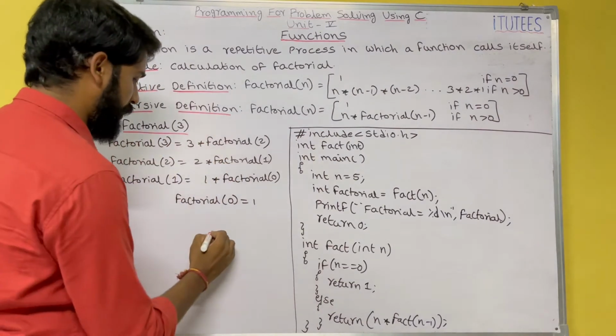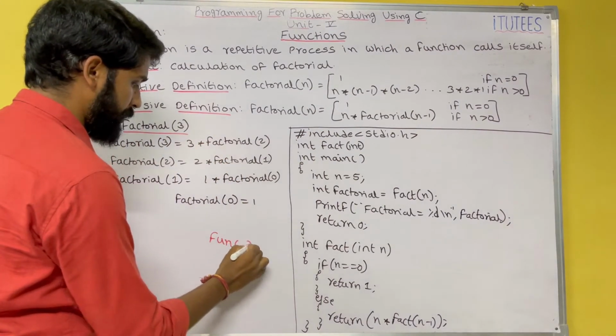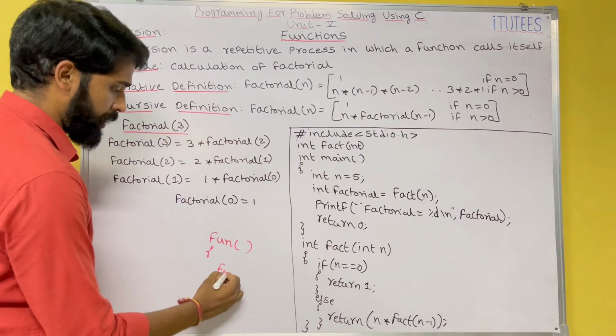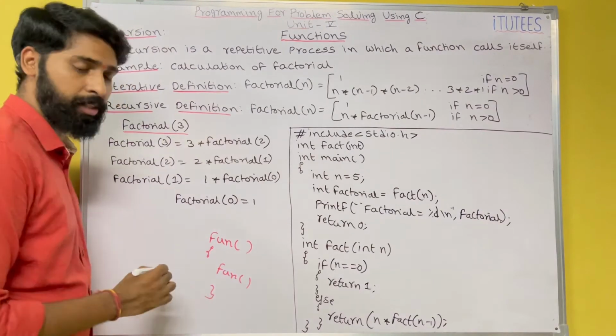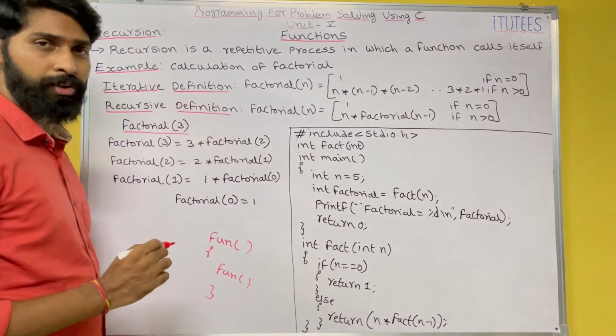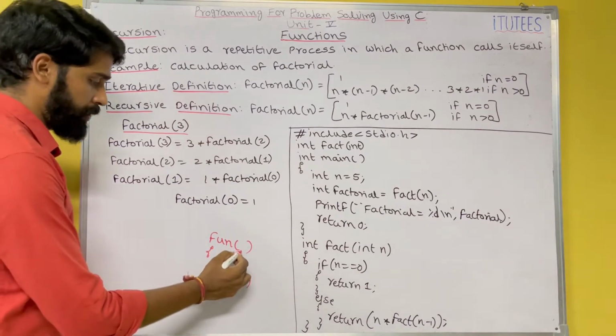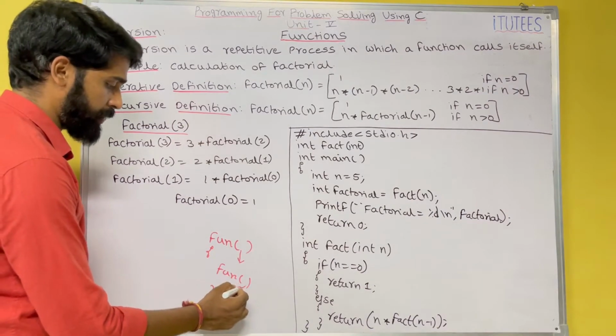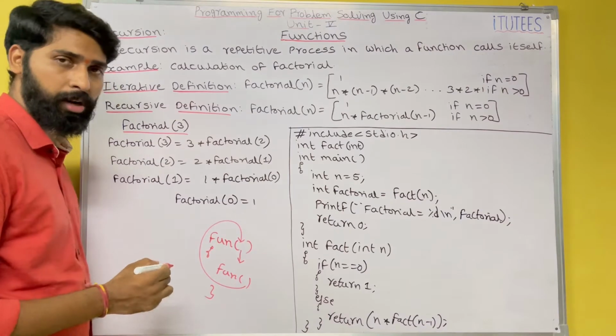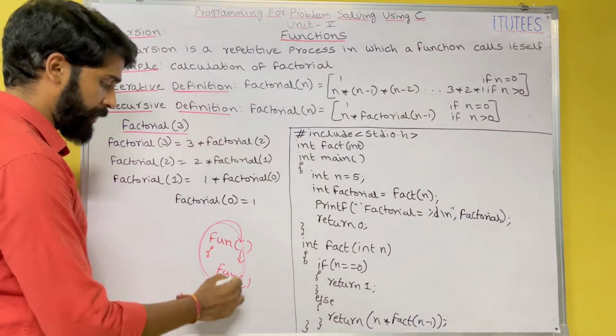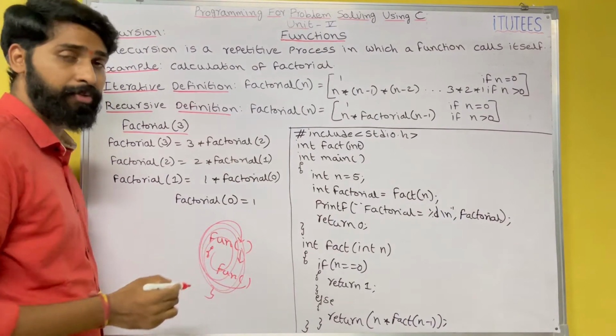For example, there is a function fun. If this function calls itself, then we call it a recursive function. So for example, you enter into this block and call the function, and again the function is called. This repetition is called an infinite loop.